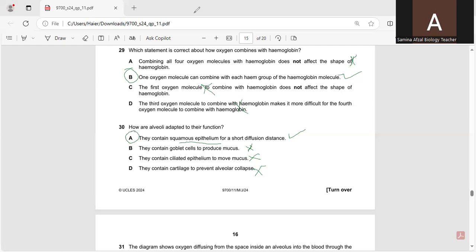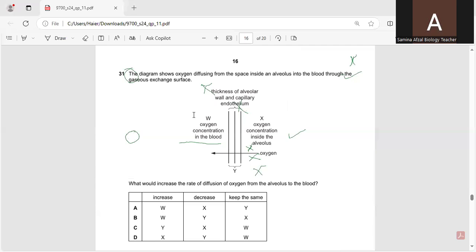Now we are moving towards question number 31. In question number 31, you can see over here. So what is happening in question number 31? The diagram shows oxygen diffusing from the space inside an alveolus into the blood through the gaseous exchange system. And you can see the oxygen is entering into the alveolus. X is oxygen concentration inside the alveolus. W is oxygen concentration in the blood. And Y is the thickness of alveolar wall and capillary endothelium. So here you can see both of them are there.